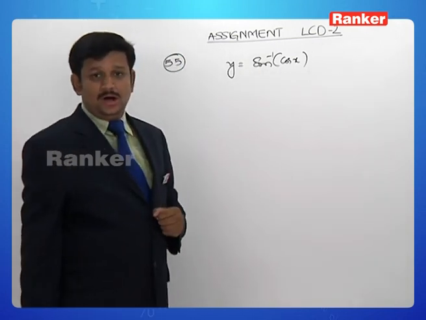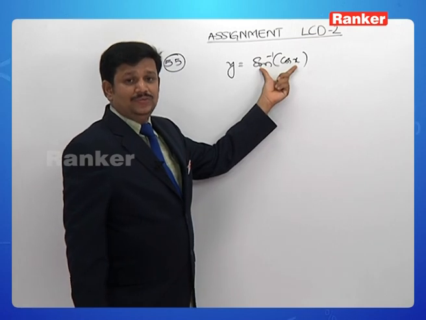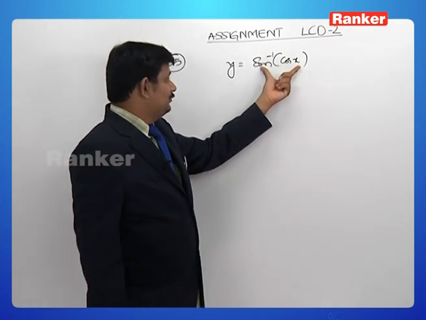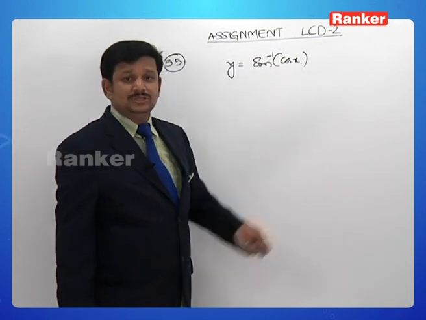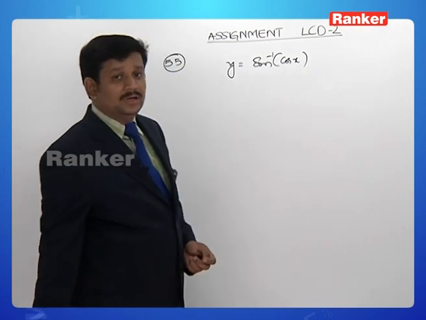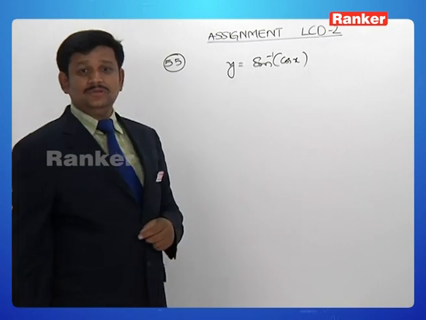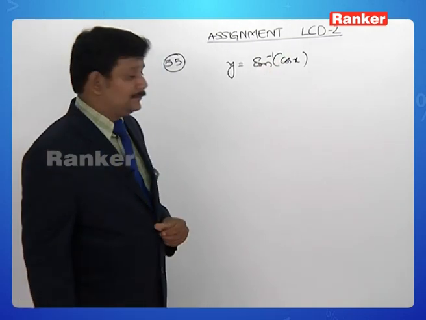Sine inverse x is an odd function. Sine inverse of cos x will also be periodic with period 2 pi. Composite function: if the inner function is periodic, then any composition of that function will also be periodic. If g of x is periodic, then whatever be f of g of x will also be periodic. So sine inverse of cos x is periodic with period 2 pi.